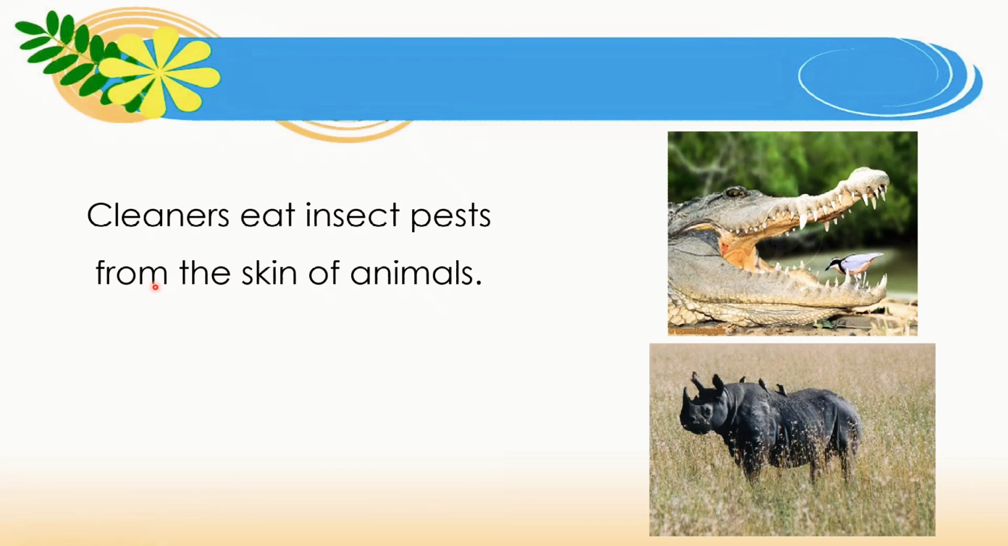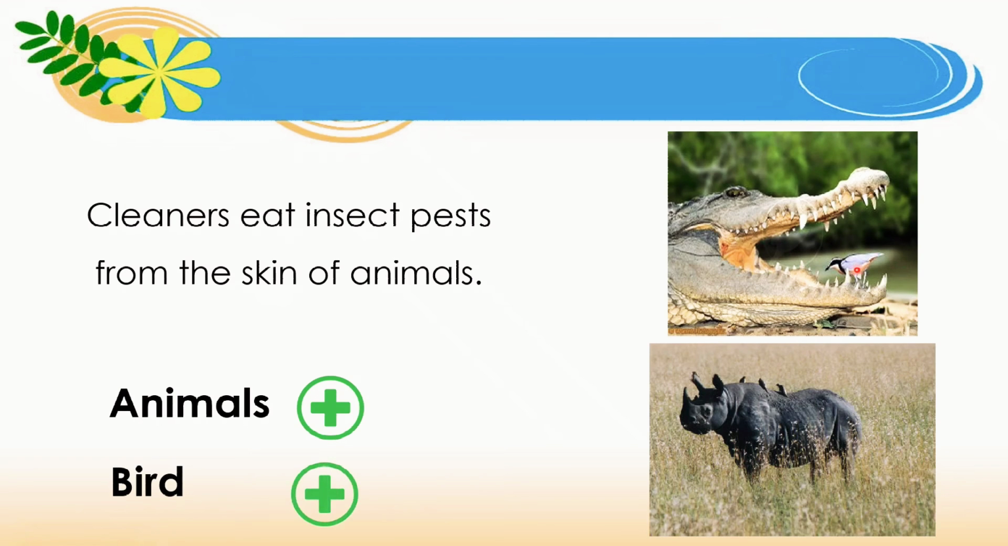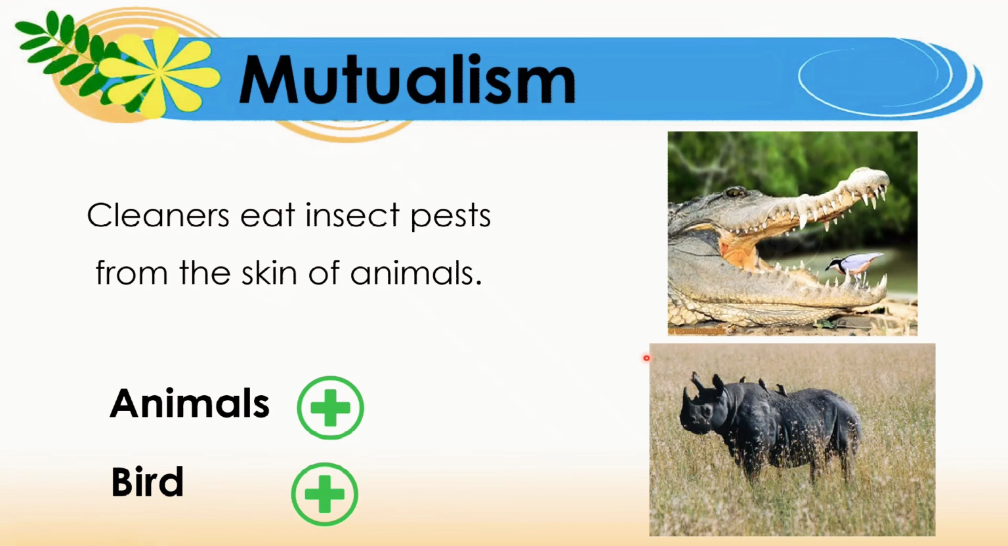And now let's go to this one. The cleaners eat insect pests from the skin of the animals. So these animals can have the positive one, and of course the bird can get the food, so they have again positive. So they have a mutualism relationship.